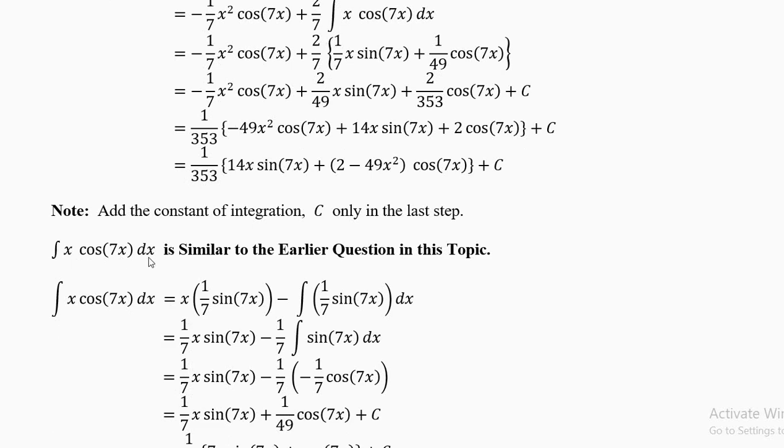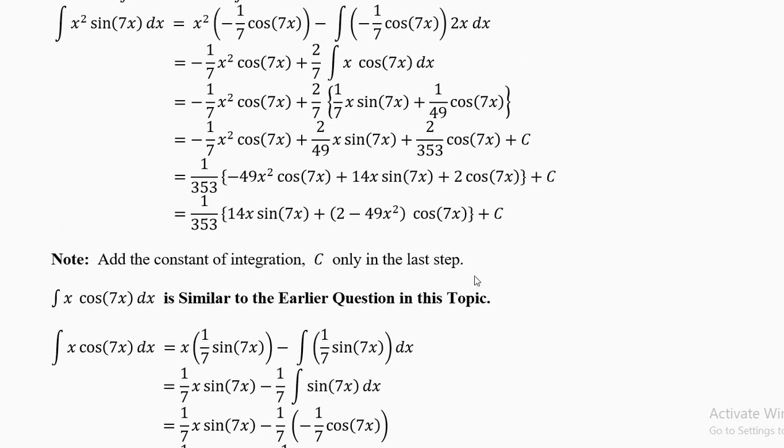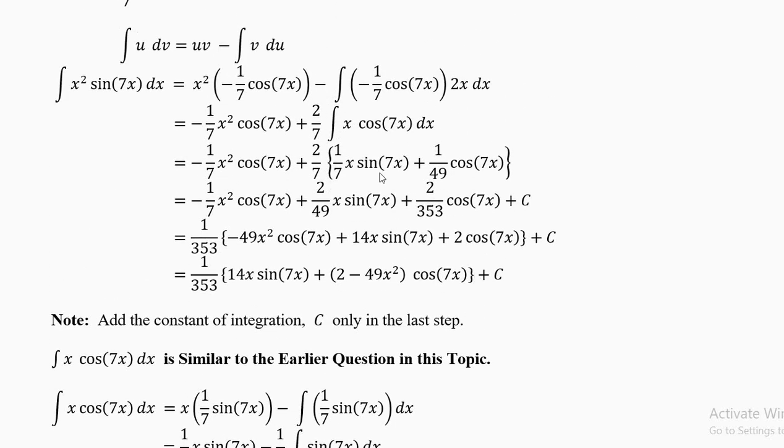X cosine 7x dx is similar to the questions which we have already done. We have done power 1 questions. Now put u equal to x, dv equal to cosine 7x dx. Do the integration by parts. You will get 1 by 7 x sine 7x plus 1 by 49 cos 7x plus c. Do not use the plus c in the middle steps. Copy it into the flower bracket: 1 by 7 x sine 7x plus 1 by 49 cos 7x.